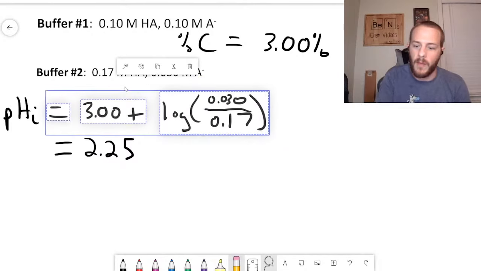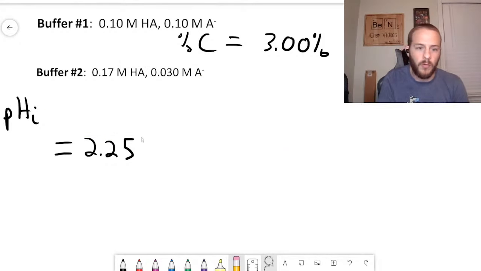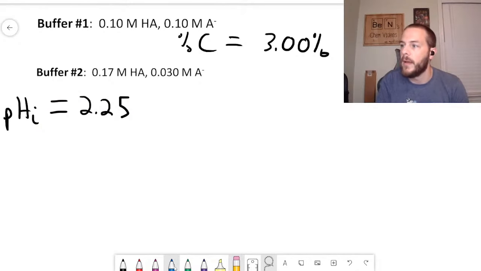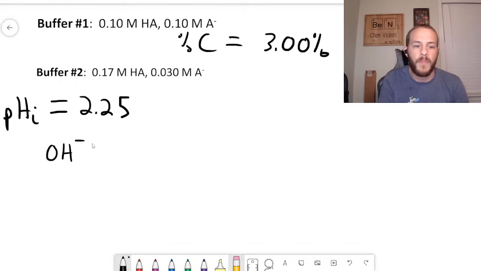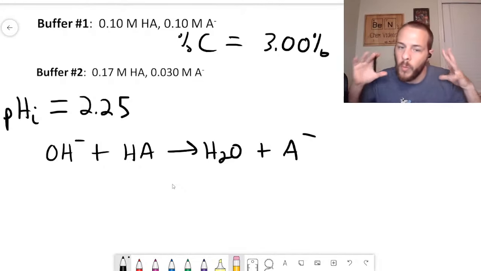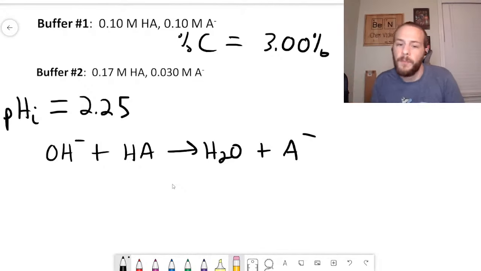And just like we did in the previous example, we're going to calculate the final pH using that two-part calculation where we do the stoichiometry and the equilibrium calculation, right? So we're going to set up our little stoichiometry table here. We're just going to write the neutralization reaction equation. We're going to add some hydroxide ion, and that's going to be neutralized by the weak acid to produce water and our conjugate base. That'll always be the case when you're adding base. It's going to be neutralized by your weak acid to produce water and the conjugate base of that weak acid.